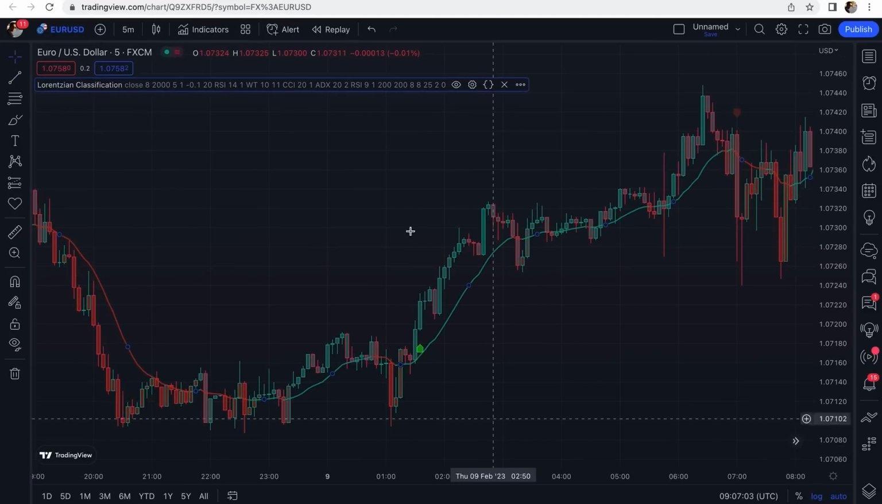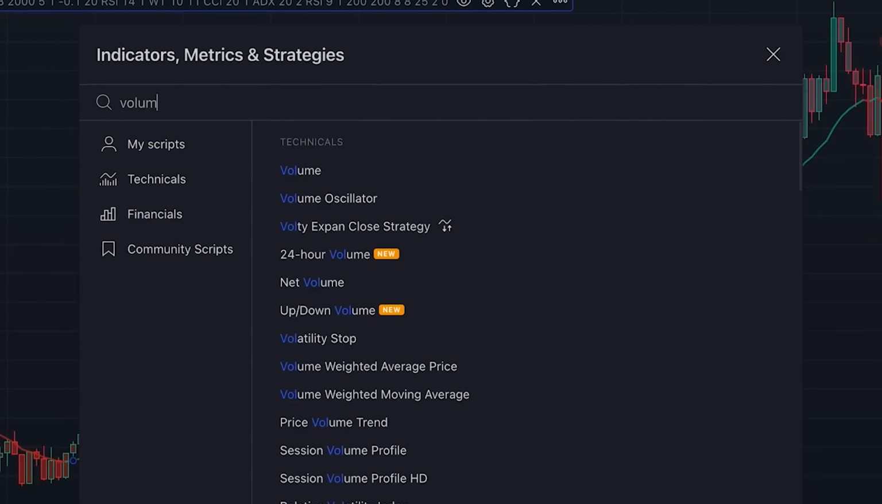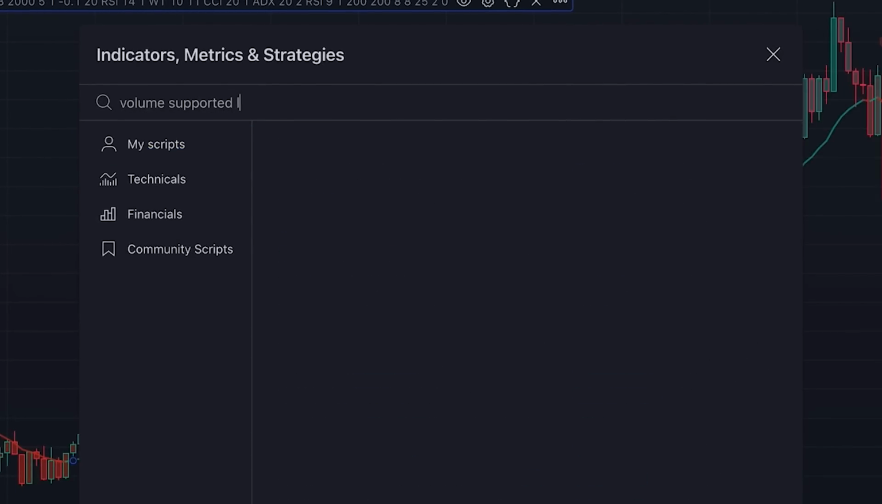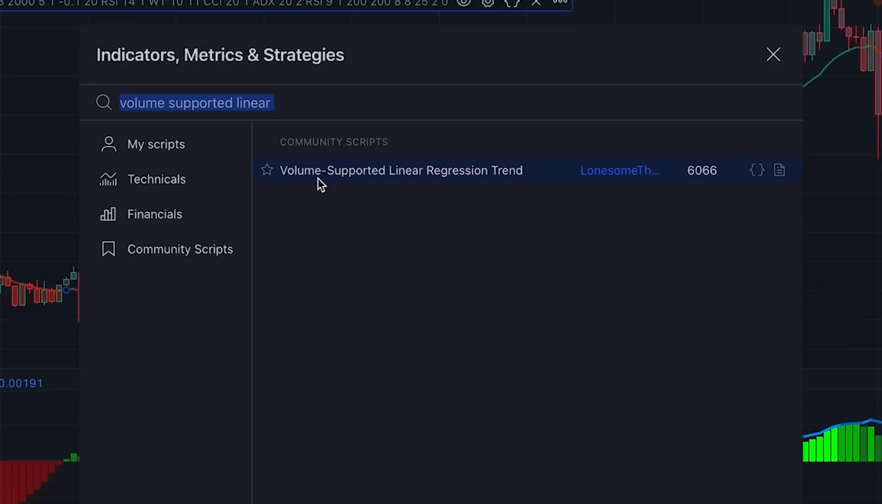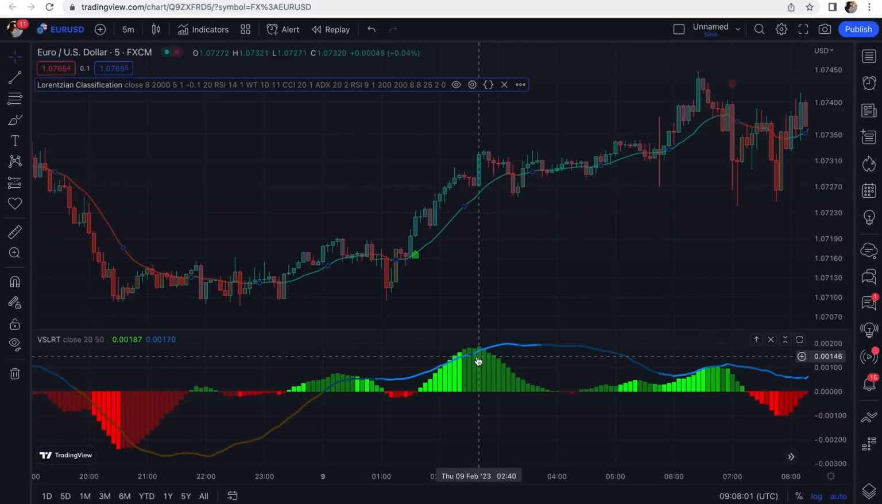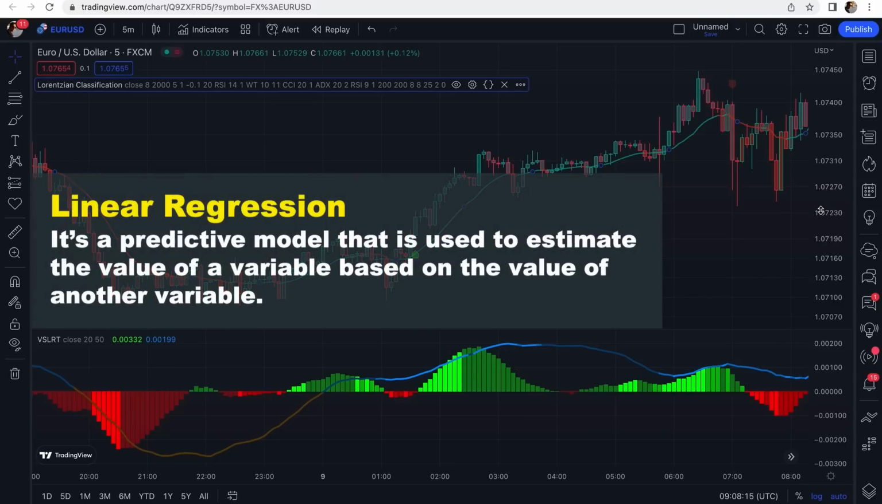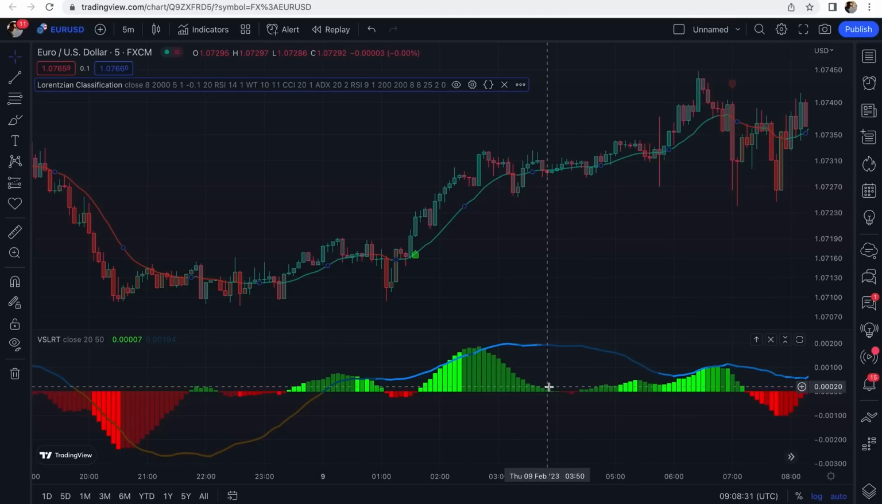All right, the next indicator that we should add is volume supported linear regression. This one. Volume supported linear regression trend, which is written by someone named Lonesome the Blue. This indicator is also very powerful and it's built based on linear regression. In case you don't know what linear regression is, in statistics it's a predictive model that is used to estimate the value of a variable based on the value of another variable. It's a linear approach, and because of this it can help us to calculate trends. The amazing idea behind this indicator is that it combines it with volume, which gives us very accurate results.